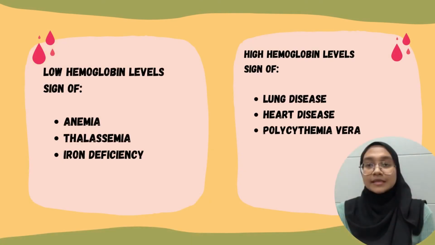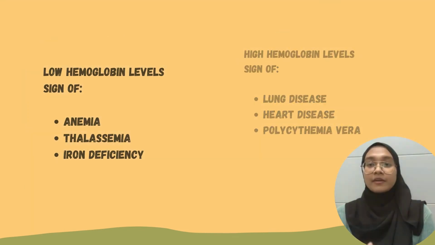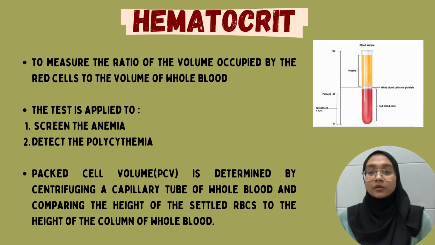So for this slide, we can see the signs of low hemoglobin levels and high hemoglobin levels. If hemoglobin levels are low, it is a sign of anemia, thalassemia, and iron deficiency. And for high hemoglobin levels, it is a sign of lung disease, heart disease, and polycythemia vera. Third test is hematocrit.